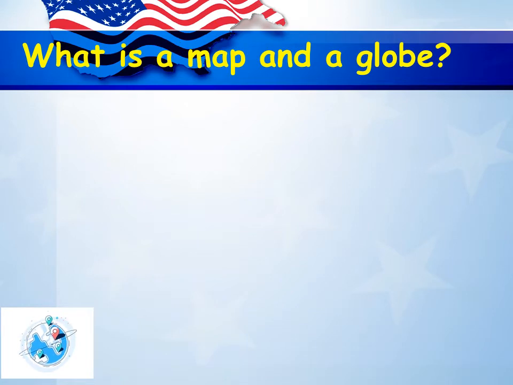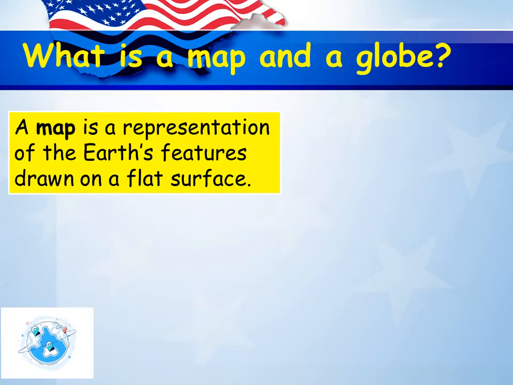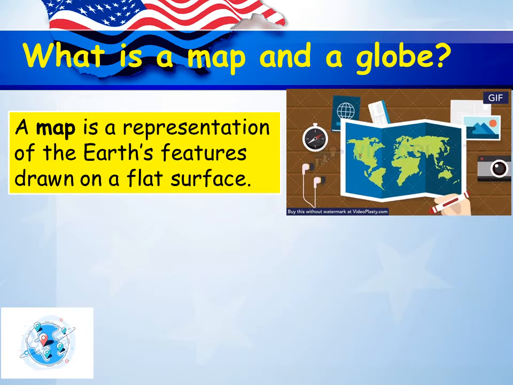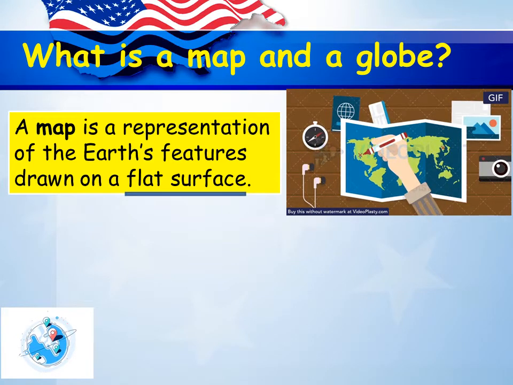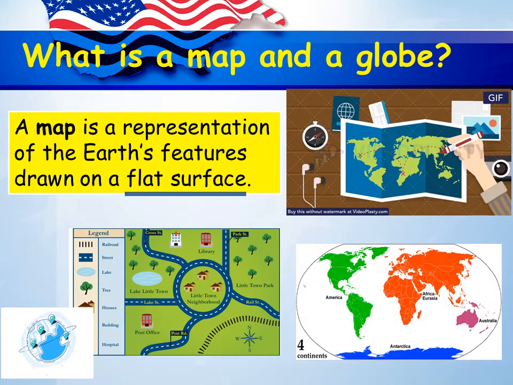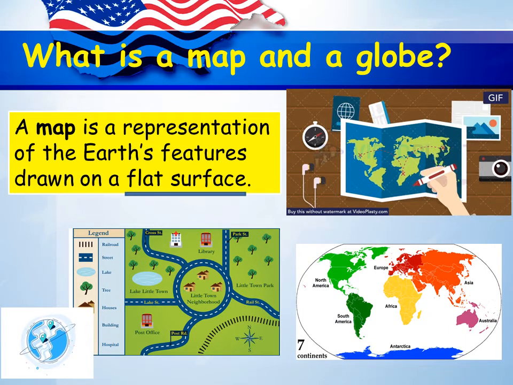Now, what is a map and a globe? Let's begin with a map. A map is a representation of the Earth's features drawn on a flat surface. So look at this example here. The keyword here, grade 4, is flat surface. A map uses symbols and colors to represent features of an area, simplifying the real world.